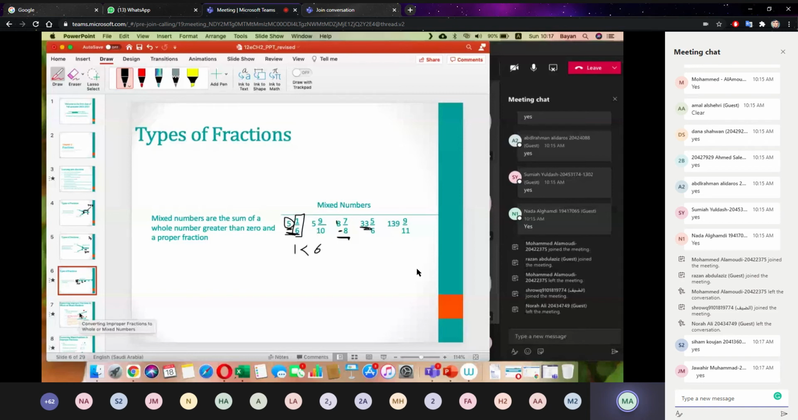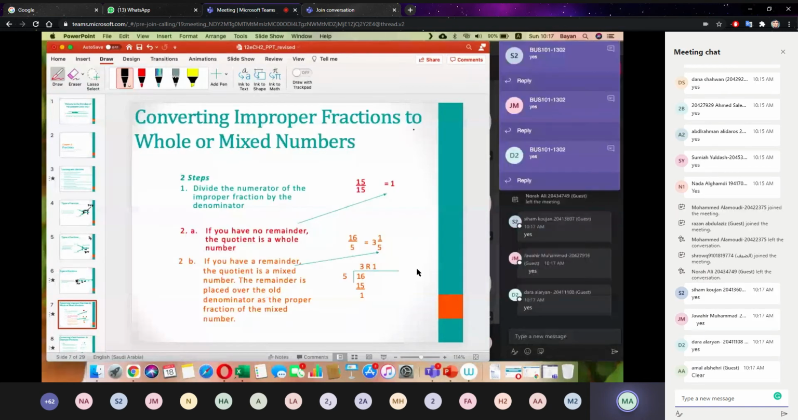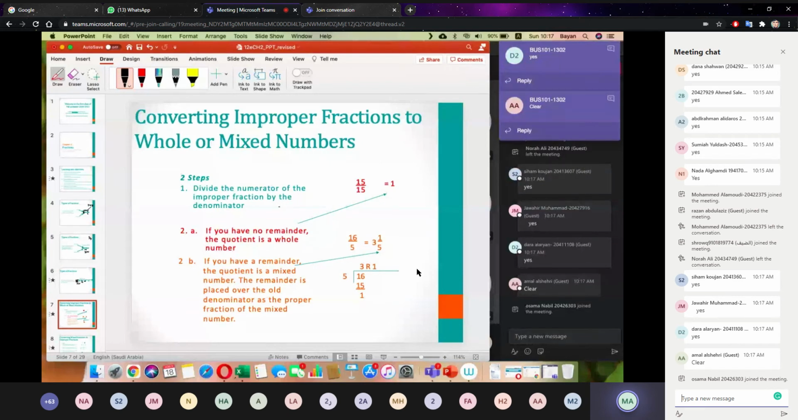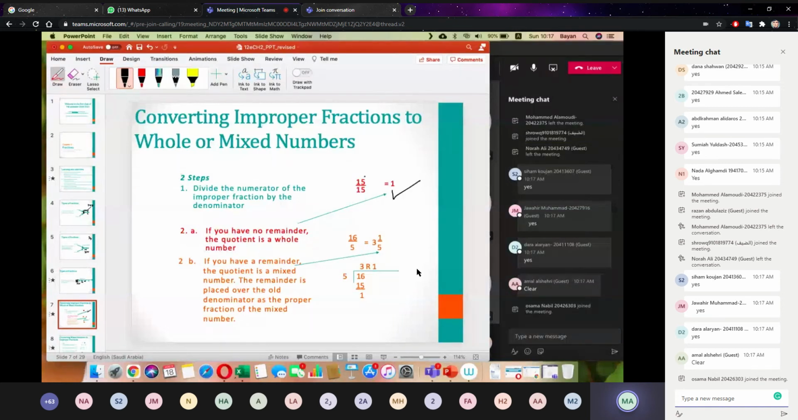Here we're gonna convert improper fraction to whole or mixed number. How we convert improper fraction to whole or mixed number? We divide the numerator of the improper fraction by the denominator. So here we divide 15/15, will give you 1, which is a whole number. So number 1 here we have it as a whole number. So we're gonna convert improper fraction 15/15. We divide 15/15 will give you 1, which is the whole number.